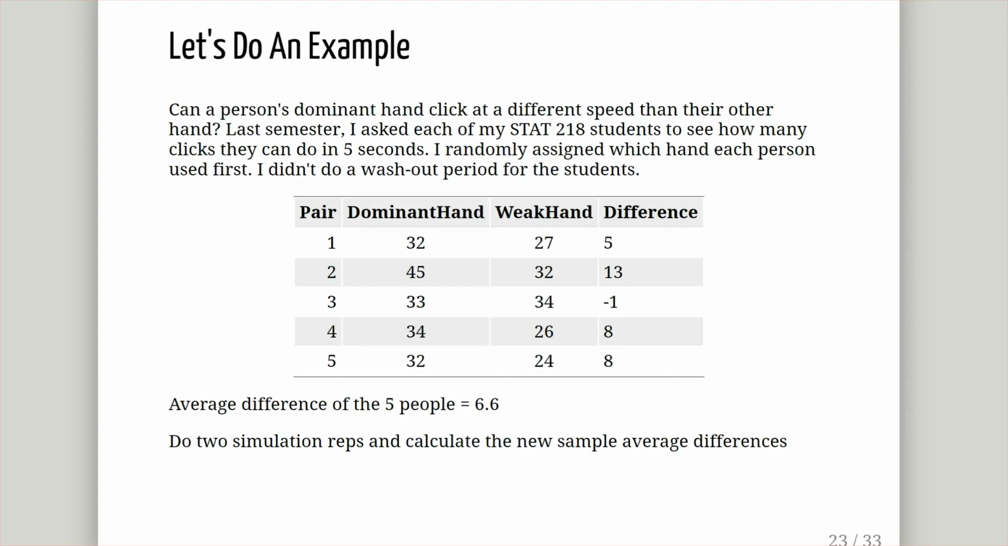Here's a little example. I'm wondering if a person's dominant hand can click at a different speed than their other or weak hand. Last semester, I asked each of my Stat 218 students to see how many clicks they could do in 5 seconds. I randomly assigned which hand the person used first. For some students, they use their dominant hand first. For the other students, they use their weak hand first. I didn't do a washout period for the students, so there was no rest between the first attempt and the second.